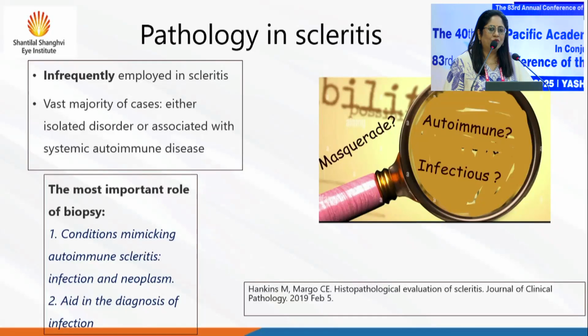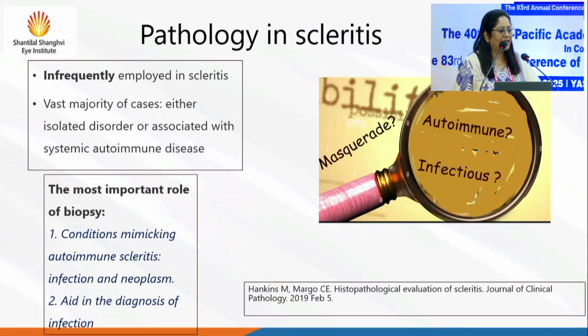Most cases of scleritis can be either an isolated immune-mediated disorder or associated with systemic autoimmune disease. If it's systemic autoimmune disease, sometimes the answer is in front of us, say RA or GPA and so on, so we don't really look at pathology from sclera. The most important role for me as a clinician when I want to perform a scleral biopsy is when I have conditions which mimic immune-mediated scleritis, for example, infection, and the rarer neoplasm as well.